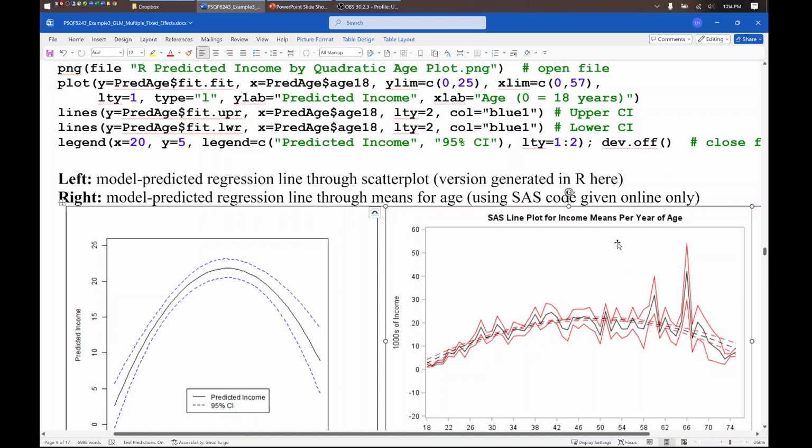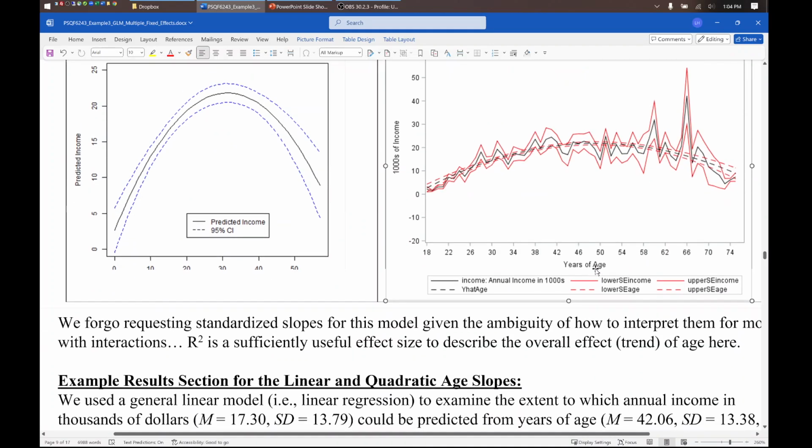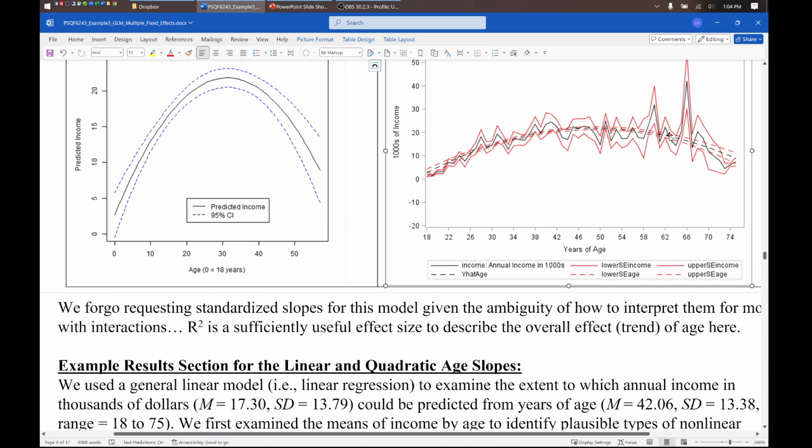And the other one, this was created in SAS. This is the one that was in the lecture slides showing how well this predicted trajectory fits through the observed means for each unique value of age. And in this case, I'm not going to go to any more trouble to request effect sizes because the R-square for the overall model is a sufficient effect size.